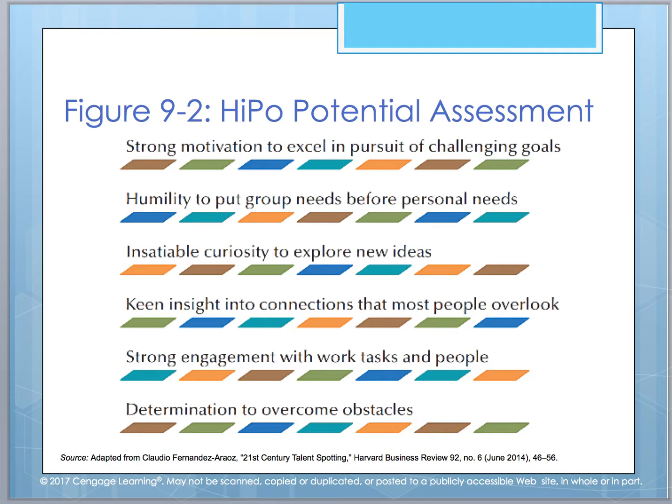There's an assessment that figure 9.2 shows where you have a strong motivation to excel in pursuit of challenging goals, a humility to put group needs before your own, an insatiable curiosity to explore new ideas and to share those ideas. You have a keen insight into connections that most people would overlook, strong engagement with work tasks and people, and a determination to overcome obstacles. You're not sharing the problems, you're coming with solutions. You're finding a way over, around, under, or through an obstacle. That is how you determine if a person's a hypo.